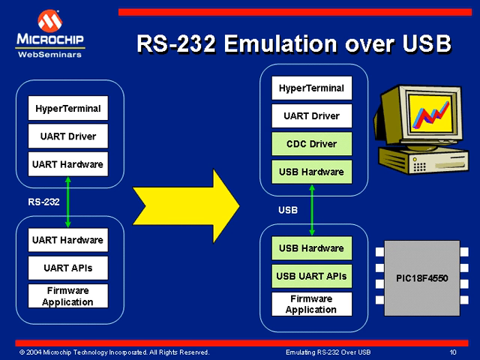As for the embedded application side, the PIC18F4550, which is right down here, has a full-speed USB peripheral. In addition, Microchip also provides the CDC RS-232 emulation reference project, which provides the necessary application programming interface in this layer right here. So that's basically the overview of what the RS-232 emulation over USB is about.